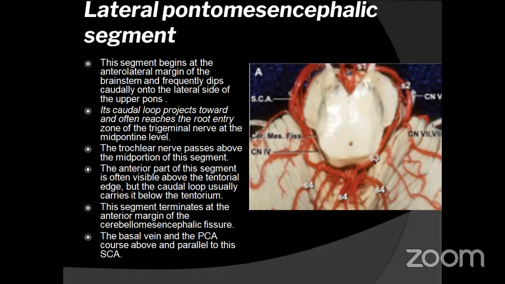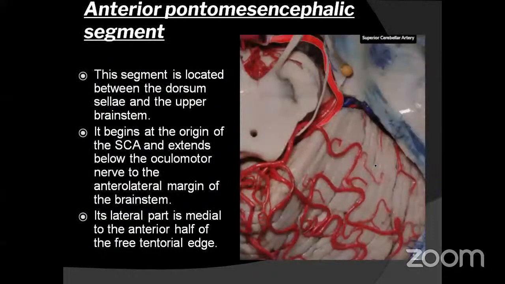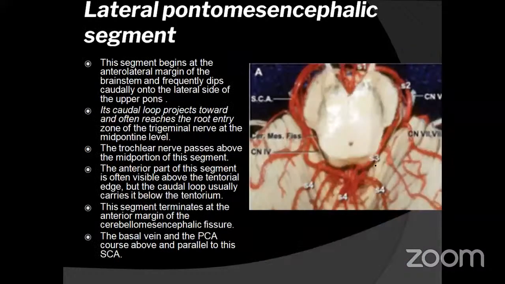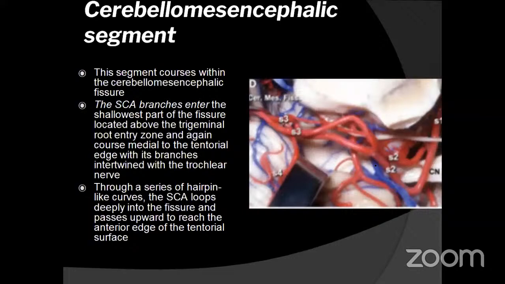Now, as we have seen previously, the S1, or the anterior pontomesencephalic segment, is associated with cranial nerve 3. The S2, or the lateral pontomesencephalic segment, is associated with cranial nerve 4. The S3, or the third segment, is the cerebellomesencephalic segment. As the name suggests, it's going to run in the cerebellomesencephalic fissure.